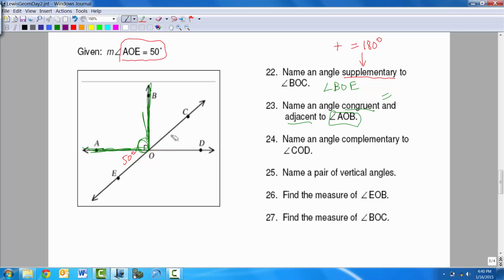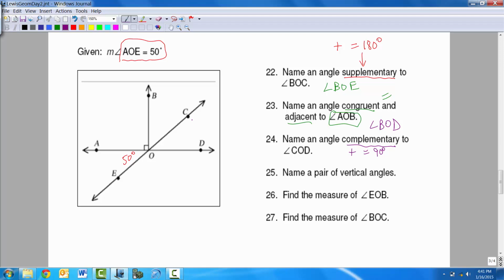So the angle that is supplementary and adjacent to AOB is BOD or DOB. But O must be in the middle yet again there. So again, this must be 90 because these add up to 180. These kind of questions, working with angle measures and knowing what that all means. Name an angle complementary. Complementary means angles add up to equal 90 degrees. So these are some terms from your, hopefully, vocab.